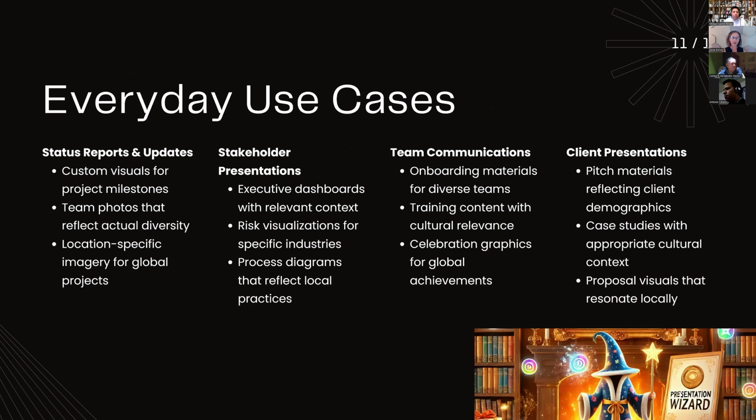We talked about marketing, but you've got so many different examples. Quarterly business reviews or training content, risk visualization. I actually haven't used it for that yet, and I'm interested now in how I could do that. Team photos that reflect actual diversity. We have lots of business photos we have to do for internal presentations, and they involve teams, and it would be great if it could generate diverse people. So lots of examples.